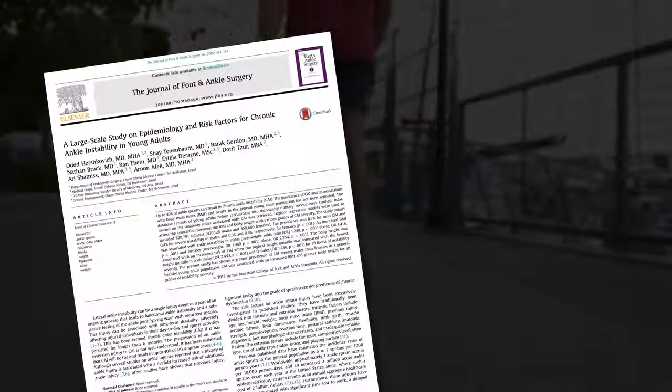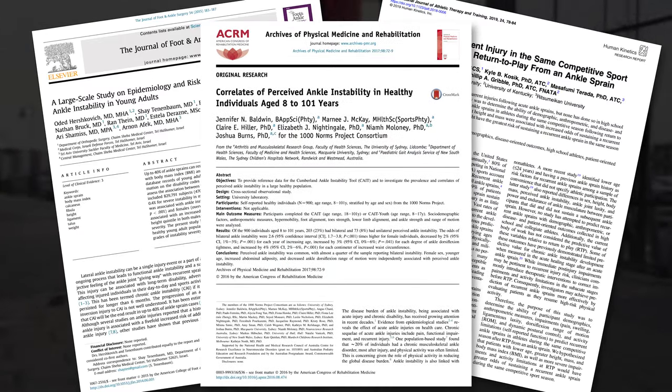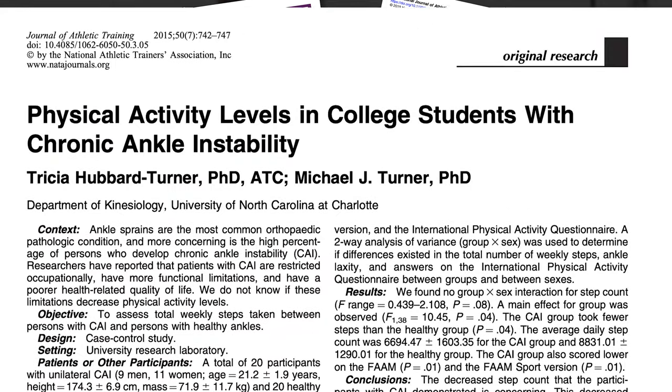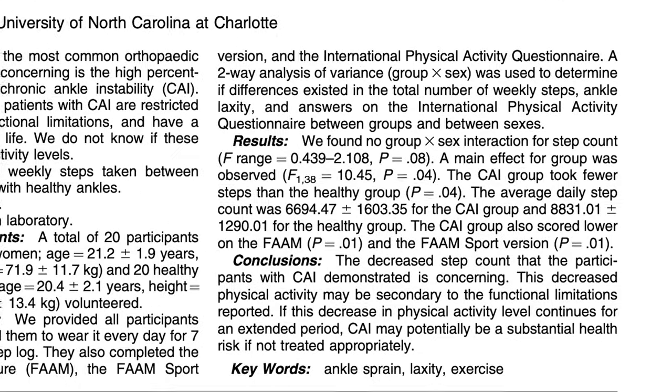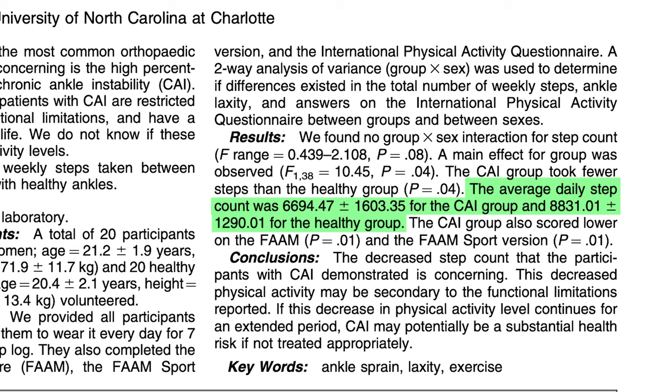If you've been following me for any length of time, it'll come as no surprise that I'm including walking as an exercise recommendation. Research by Hershkovich, McCann, and Baldwin have reported associations between BMI, higher body mass, and increased waist circumference with chronic ankle instability. Hubbard, Turner, and Turner in 2015 found that individuals with chronic ankle instability were less physically active, including taking 2,100 steps less per day than healthy controls.